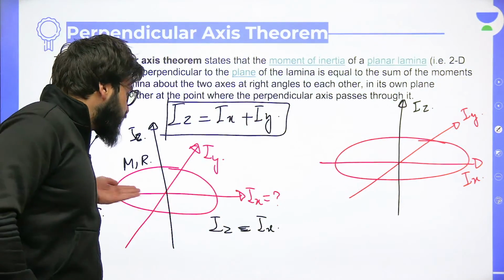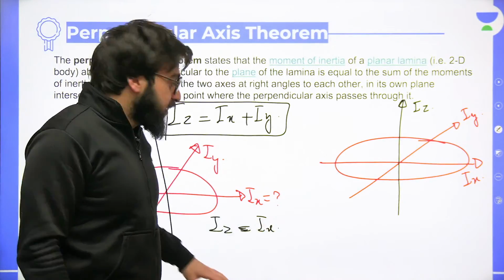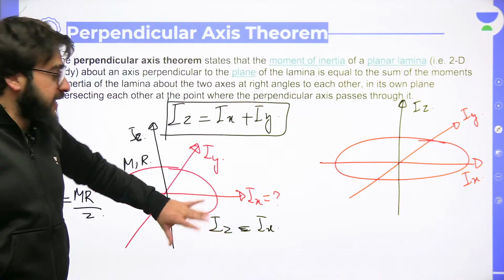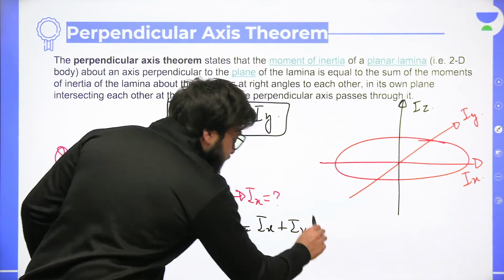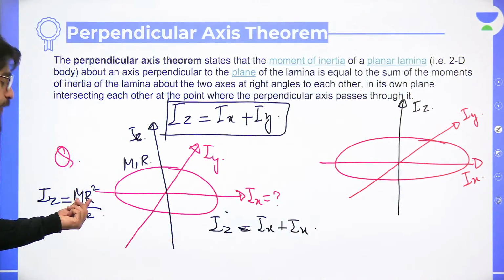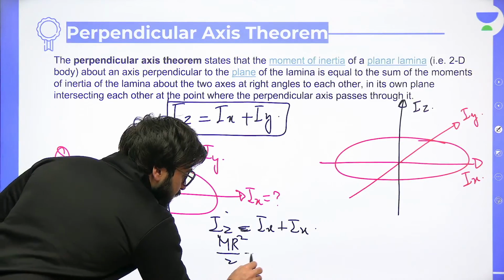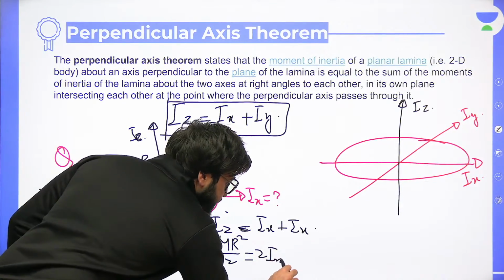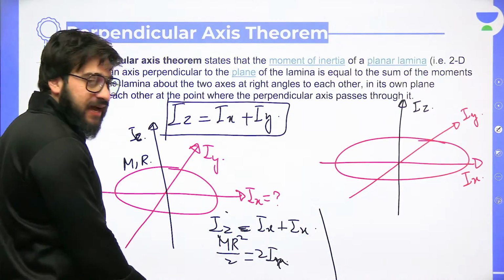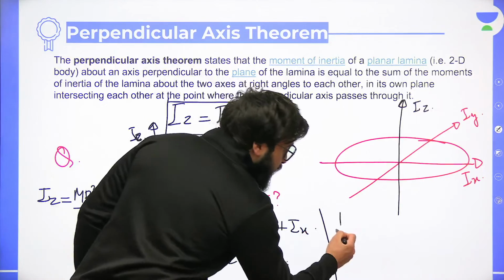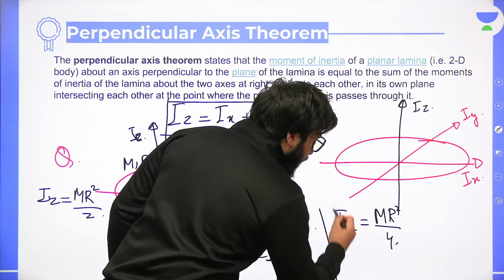As you are saying, the moment of inertia about this axis will be exactly equal to the moment of inertia about this axis. The disk is symmetric. So this axis is lying in its plane, and this axis is also lying in its plane. Understand? So we say this is nothing but Ix plus Ix, twice Ix, about this Z. How much is that? Mr square by 2. So Mr square by 2 is equal to twice Ix exactly. Can I say Ix will be Mr square by 4? I can simply say it.